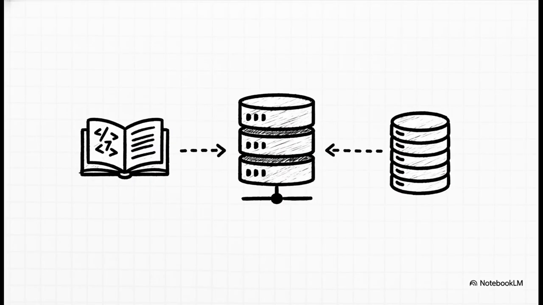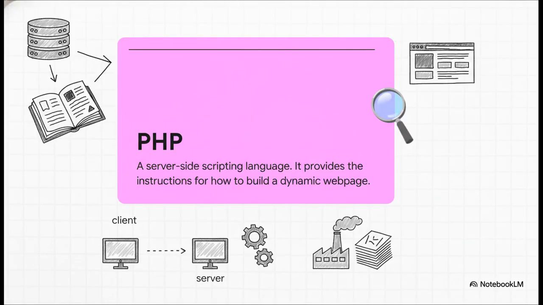Now, to build that custom-made page, the server needs two new things: a set of instructions on how to build it, and a place to grab all the personalized info from. The instructions usually come from a scripting language, and a really common one is called PHP. When the server gets a request for a page and sees it has PHP code in it, it knows it has a job to do.